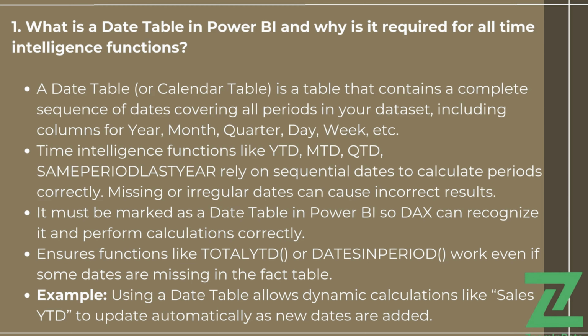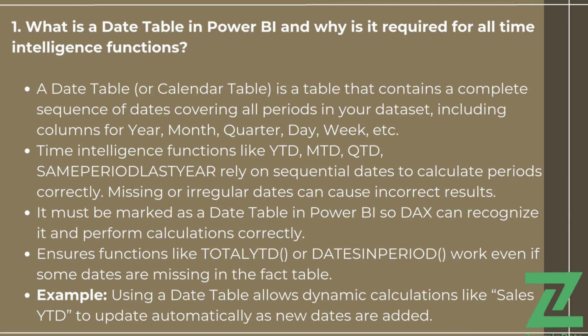Time intelligence functions like year-to-date, month-to-date, quarter-to-date, and same period last year need a proper date sequence to work correctly. If dates are missing or irregular, these functions can return incorrect results. The date table must also be marked as a date table in Power BI. This allows DAX to recognize the calendar and apply time-based calculations properly.